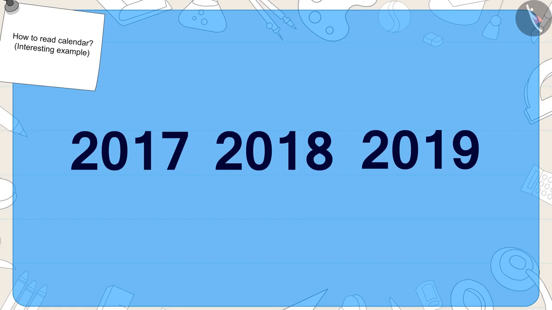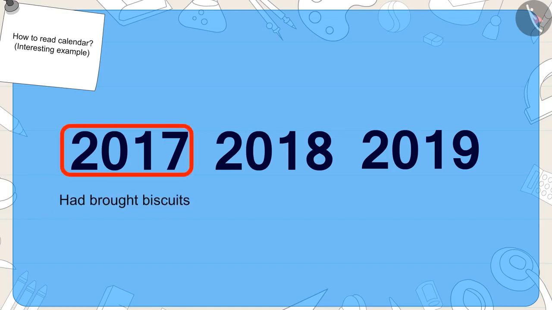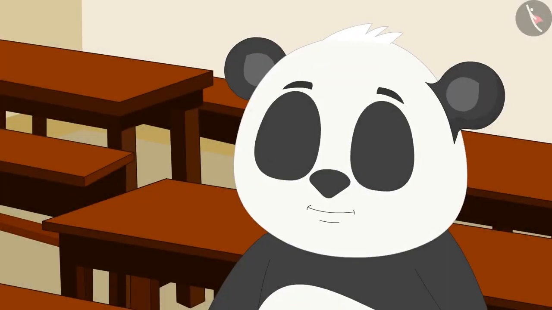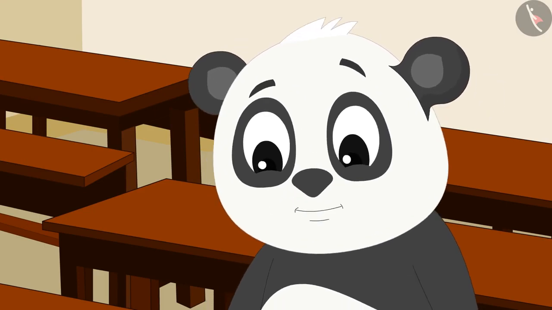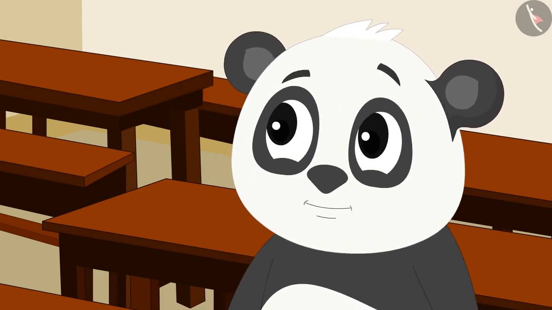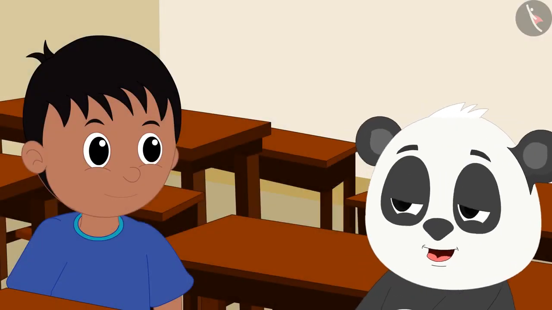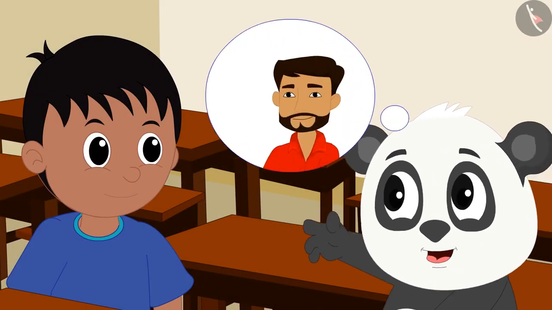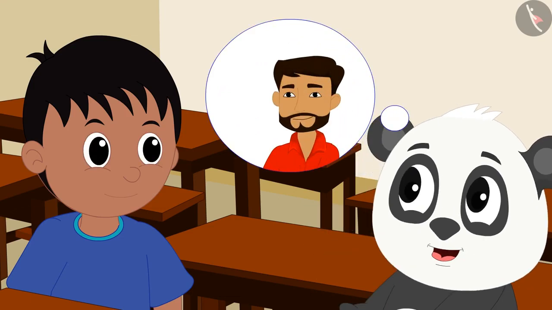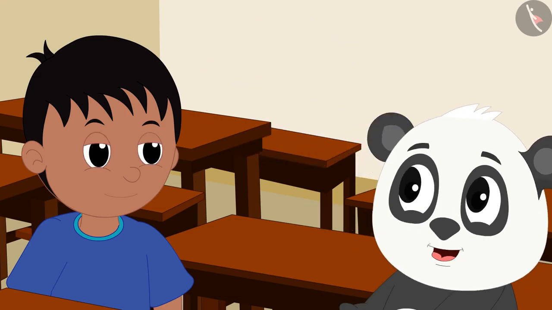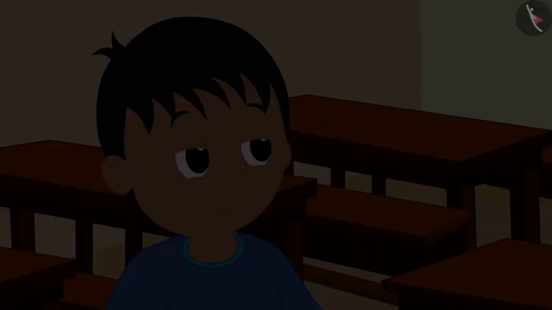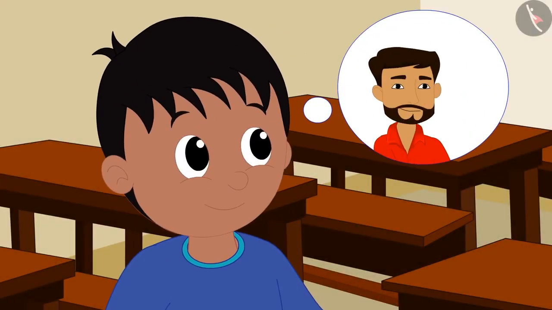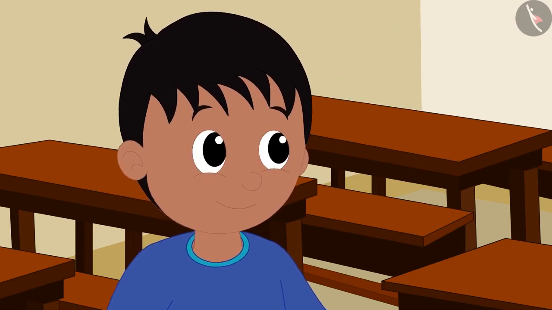Raju's uncle had brought him the biscuits in the year 2017. Golu's mouth became watery after hearing about tasty biscuits. He immediately asks Raju, when will his uncle come back from abroad? Then Raju told him that he would come from abroad the next year.